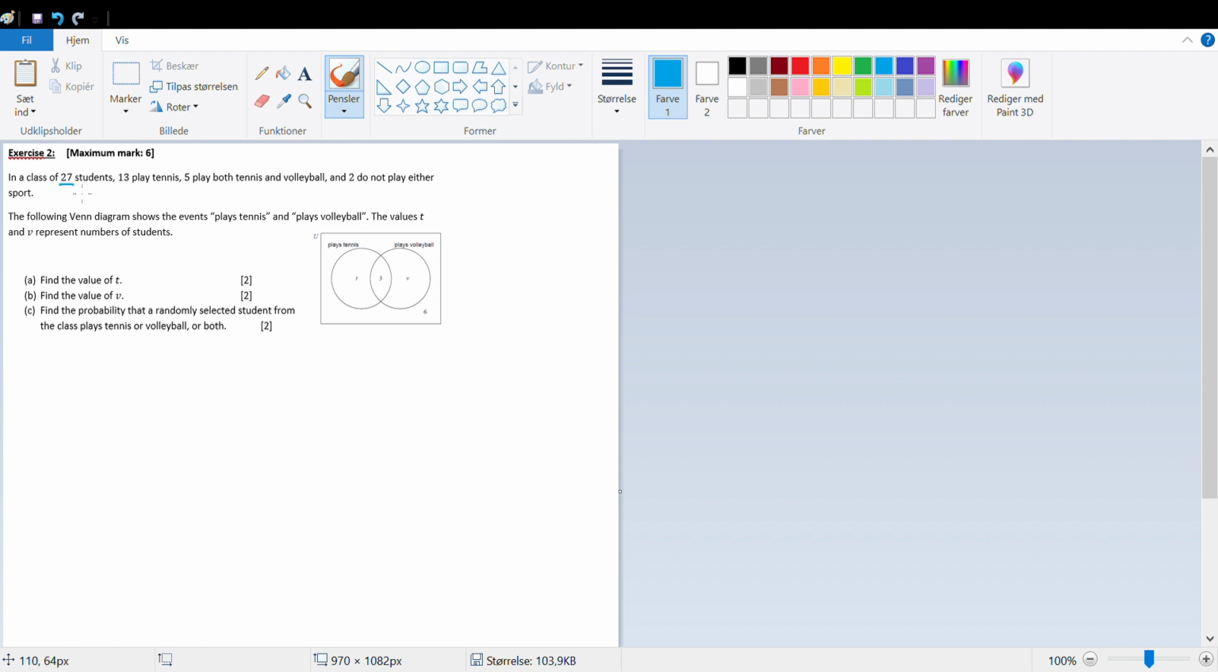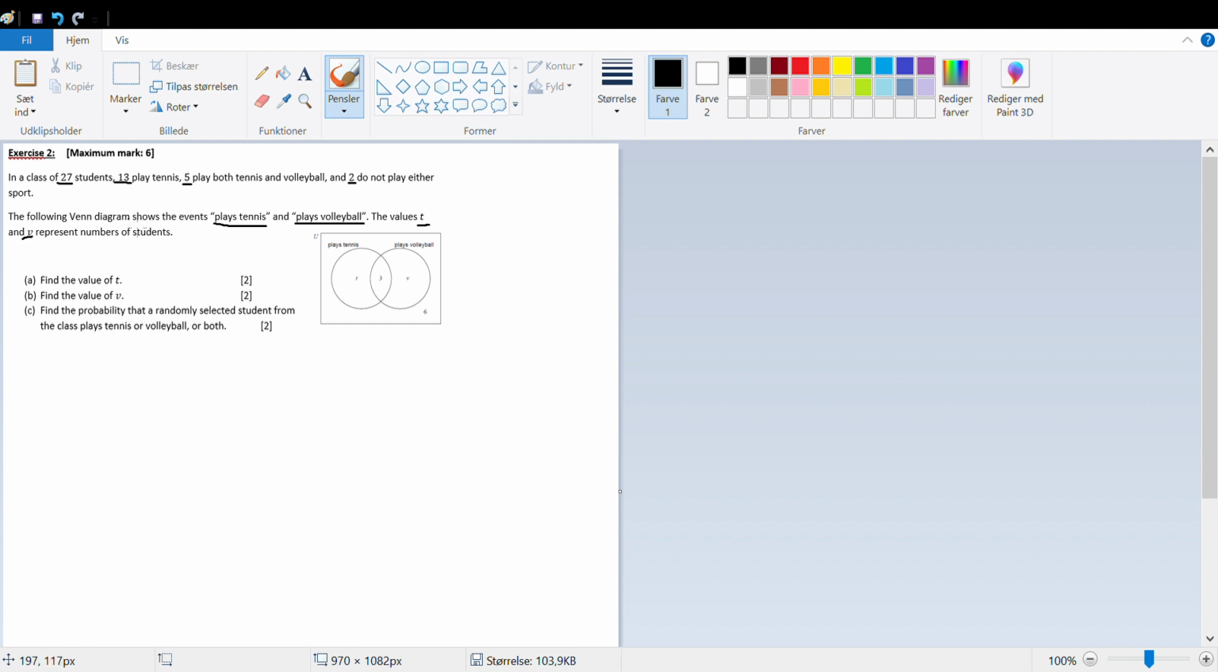In a class of 27 students, 13 play tennis, 5 play both tennis and volleyball, and 2 do not play either sport. The following Venn diagram shows the events plays tennis and plays volleyball. The values T and V represent numbers of students. Okay, so this is clearly some kind of a probability question. That means that we're going to have to think in terms of probability.